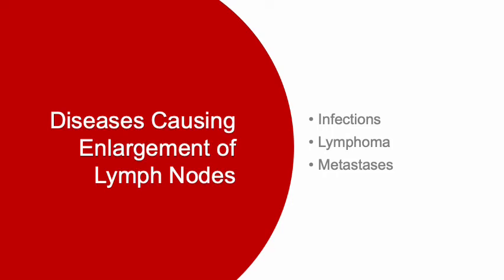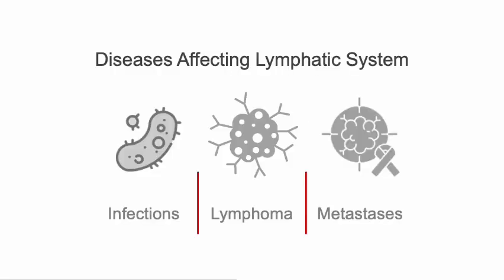Secondary cancer cells may spread from their primary cancers via the lymphatic system and settle down into the draining lymph nodes, making them swell. These cancer deposits are known as metastases. The most common examples are breast cancer and melanoma. This is just a revision of the three main diseases that affect the lymphatic system: infections, lymphoma, and metastases.